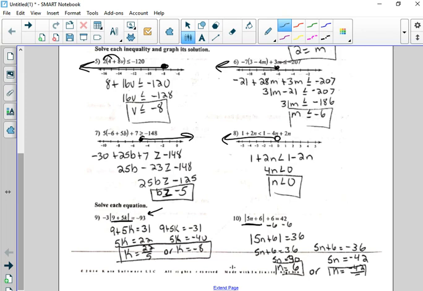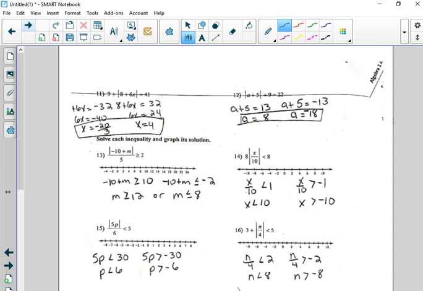Remember, in absolute value equations, if it's solvable, there will be 2 answers. You always have to set up 2 problems. But always get it by itself first. Then you can write it as 2 separate equations. Okay, number 11, got to get rid of the 9 first. Number 12, also get rid of the 9 first.